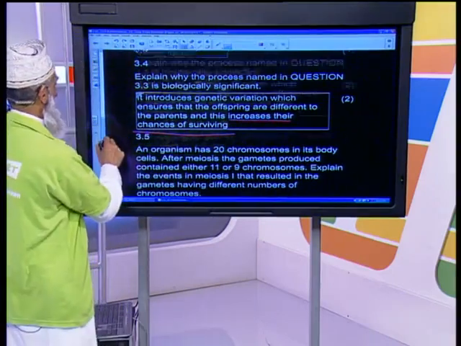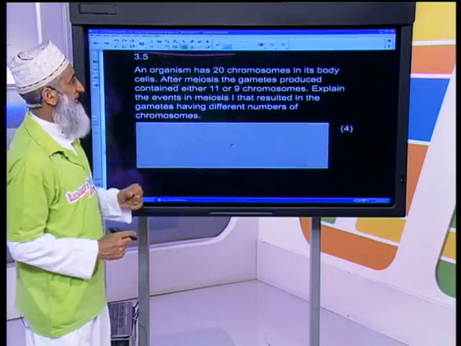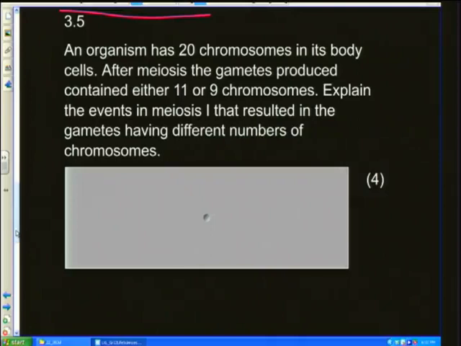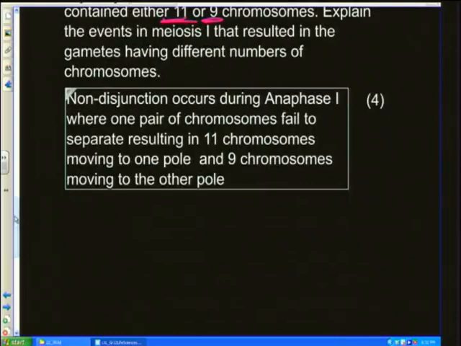Good? An organism has 20 chromosomes in its body cells. After meiosis, the gametes produced contain 11 or 9 chromosomes. It had 20, getting 11 or 9. Explain the events in meiosis 1 that resulted in the gametes having different numbers of chromosomes. That's easy. It's non-disjunction. It means some of the chromosomes did not separate, and therefore one had 11 and the other one had 9. When?